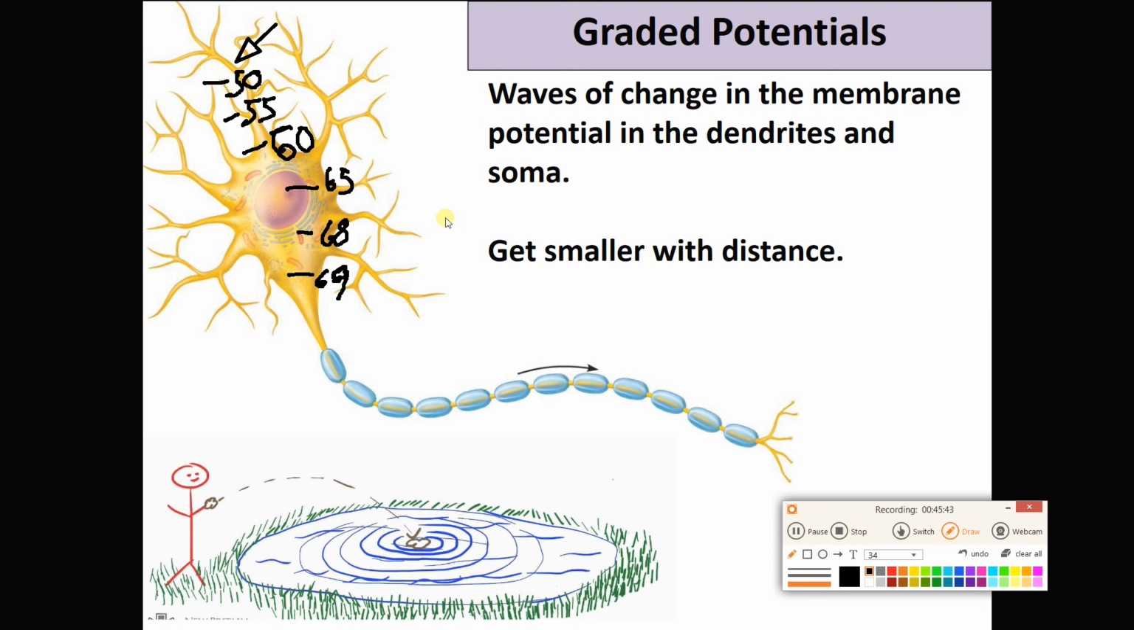Now, would this traveling depolarization, this graded potential, cause a signal to be ignited in the axon and then travel all the way down the axon? Yes or no? The answer is no. Why not? Well, what value did we get to right here? Negative 69. Negative 69 is not negative 55, right? We need the axon hillock to get to negative 55 because that is our magic number. That is our threshold potential. Okay. Excellent.